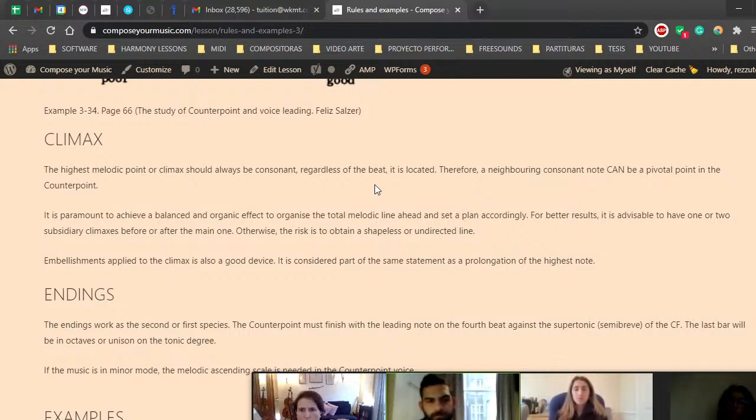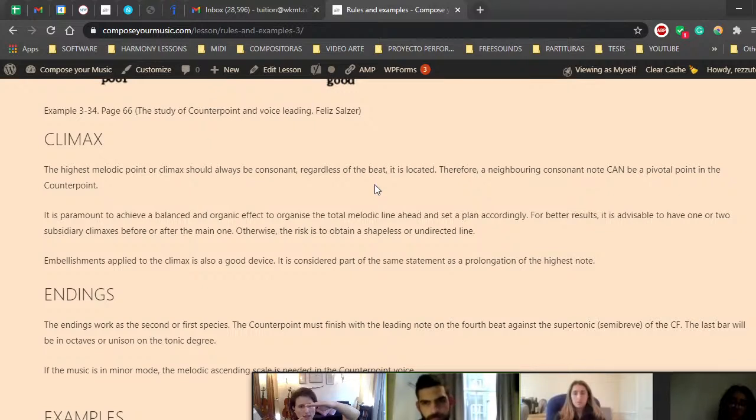It is paramount to achieve a balanced and organic effect, to organize the total melodic line ahead and set a plan accordingly. This is more important than ever. Set a plan before you start. For better results, it is advisable to have 1 or 2 subsidiary climaxes before or after the main one. The subsidiary climaxes usually have an intervallic relationship between them by step.